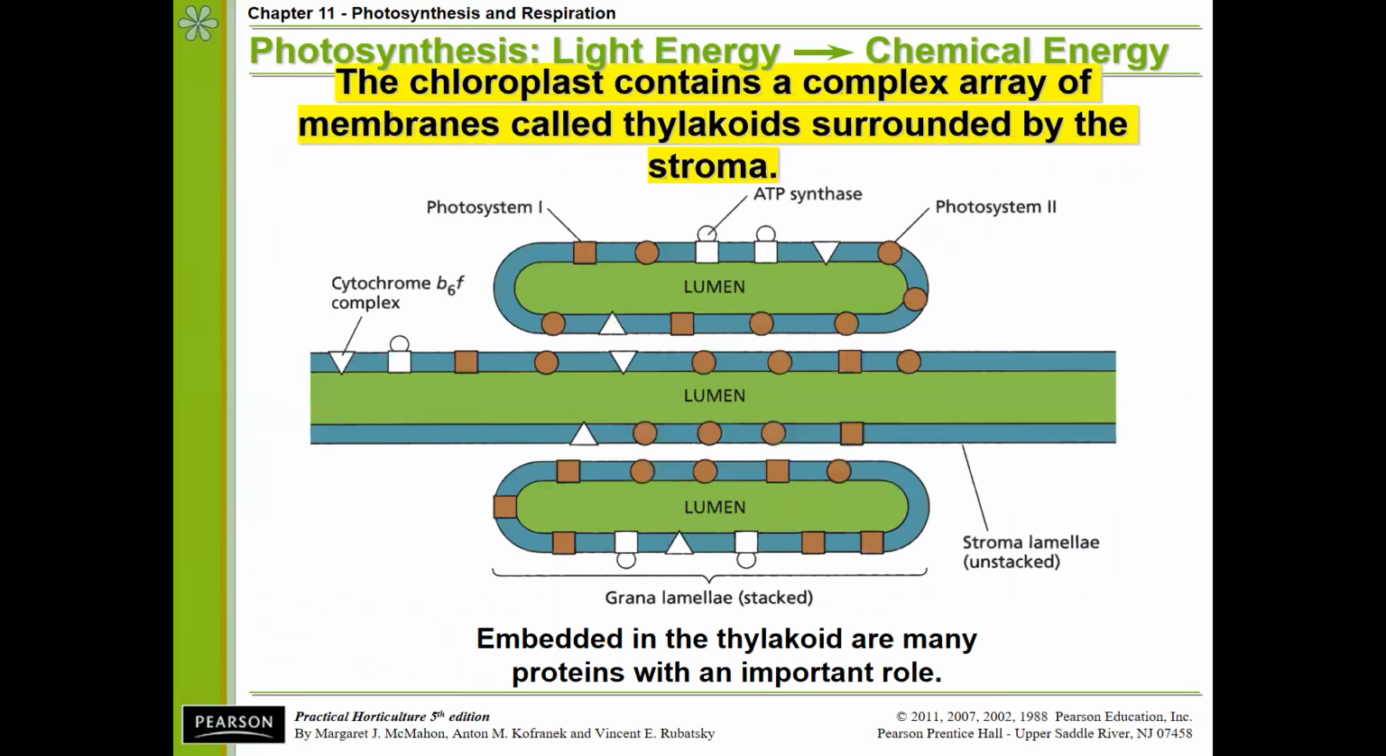The chloroplast, of course, contains a complex array of these membranes we just mentioned called thylakoids that are surrounded by this thing called the stroma lamella, which in a way is sort of like a cell wall holding this light energy. Also within the thylakoid are many different proteins that each have their own unique role in metabolism and respiration, as well as just the growth of plants.